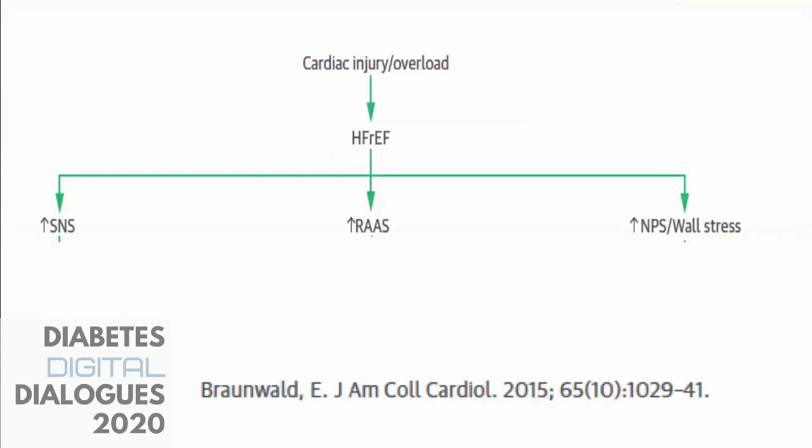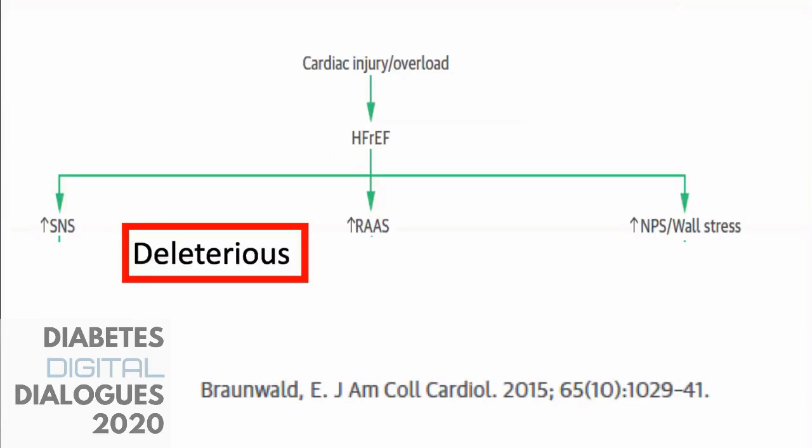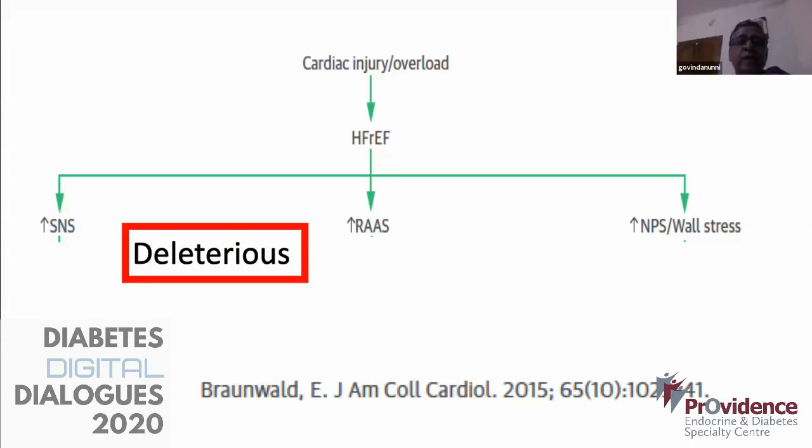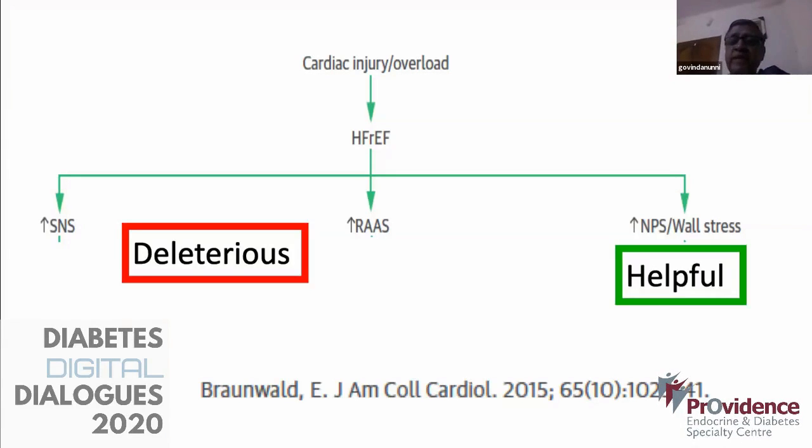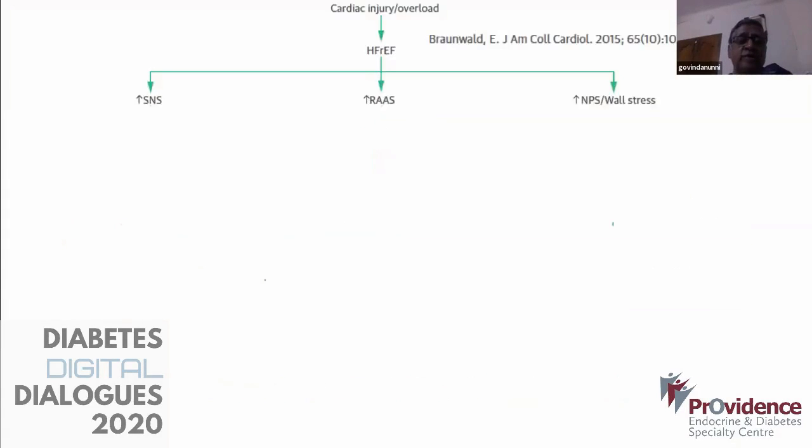Now, when you look at cardiac injury and overload leading to heart failure with reduced ejection fraction, there are three systems that are activated. One is the sympathetic nervous system, two is the renin angiotensin aldosterone system, and the third is the natriuretic peptide system. Among these, we know from experience that sympathetic nervous system and RAS stimulation are deleterious in the long run, whereas the natriuretic peptide systems are helpful and they have to be stimulated. That is what we know from the experience and the research conducted all these days.